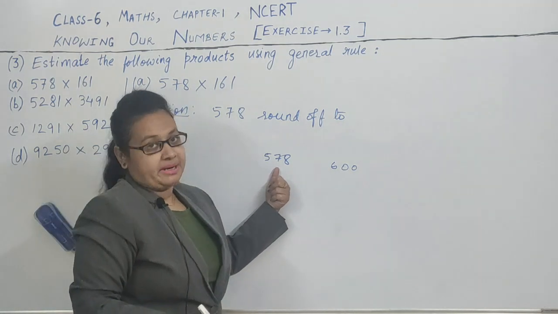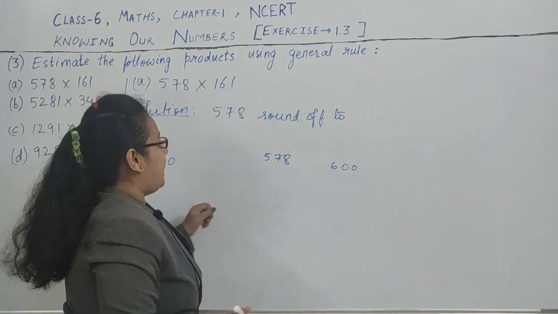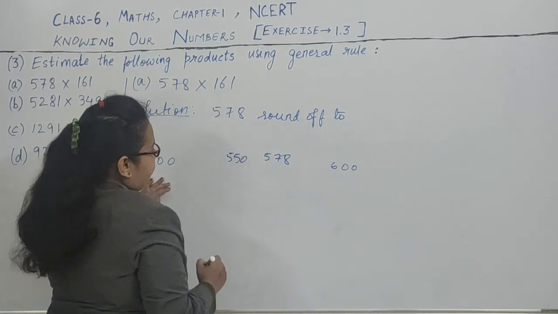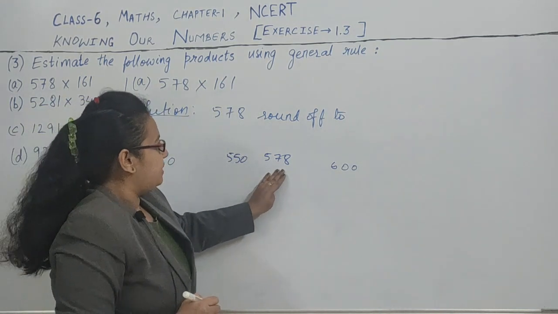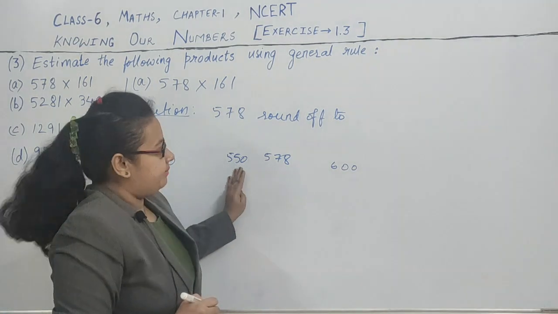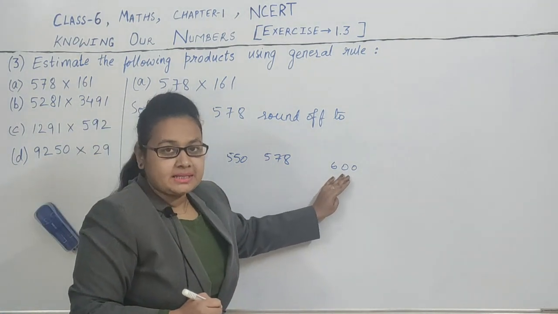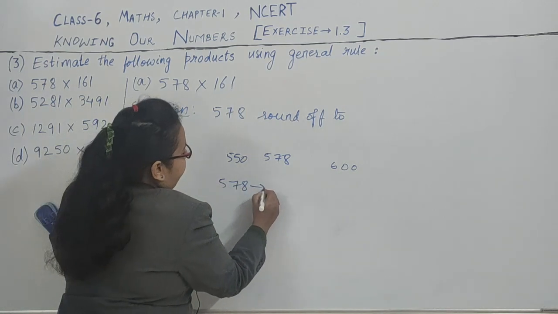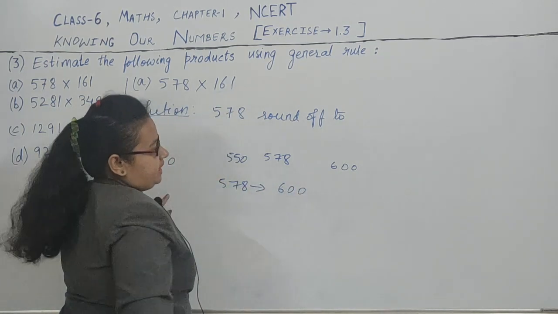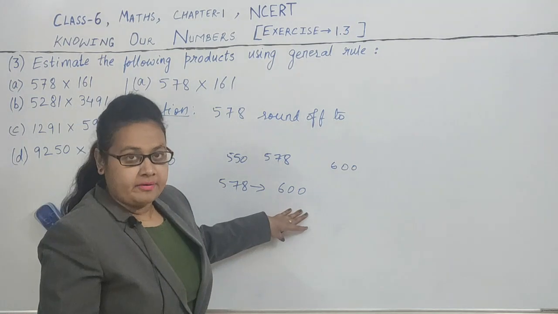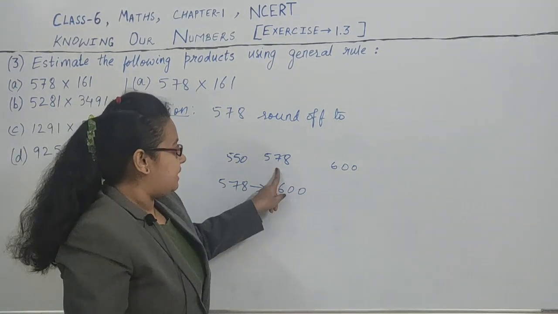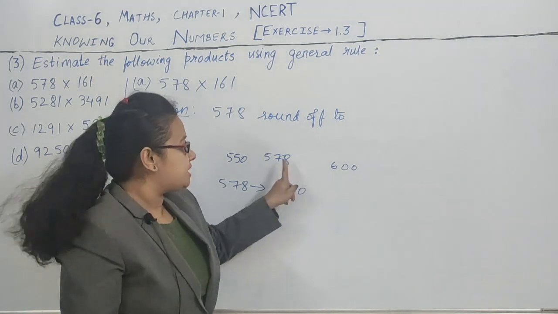Okay, and this number lies in between, right? And the middle number for these two is 550. It means this number is greater than the middle number, means it is closer to 600. So 578 will be rounded off to 600 to the nearest hundreds. Nearest hundreds is this also and this also, but this number is rounded off to this because it is closer to this.